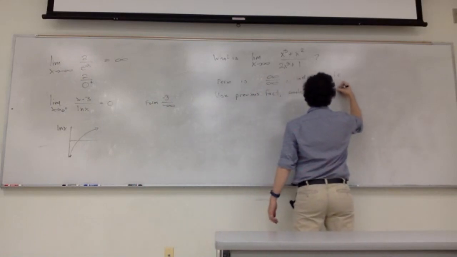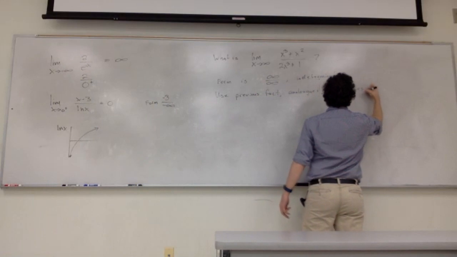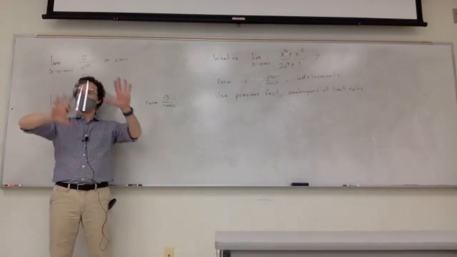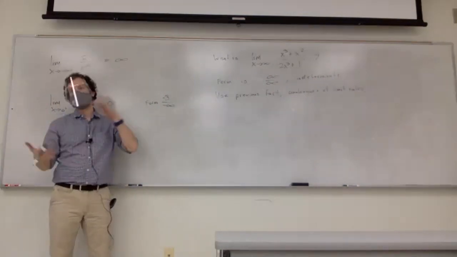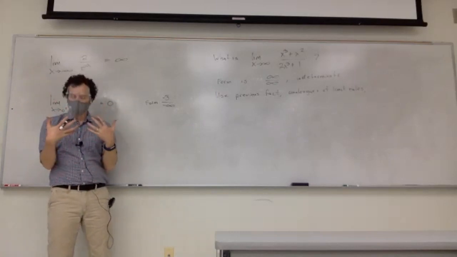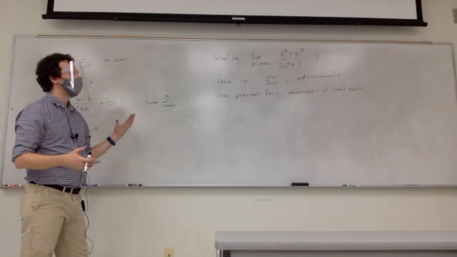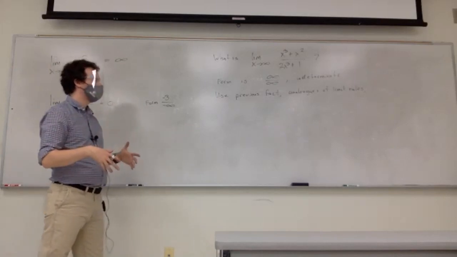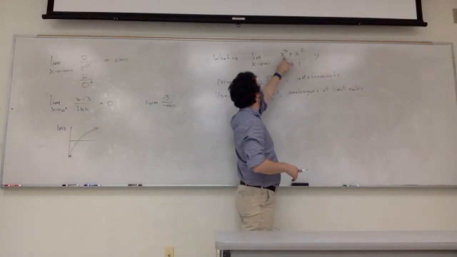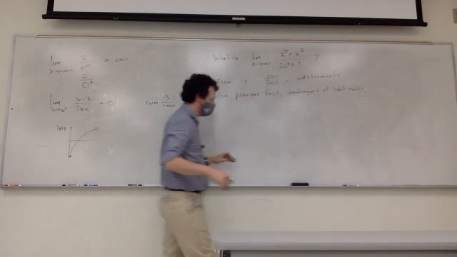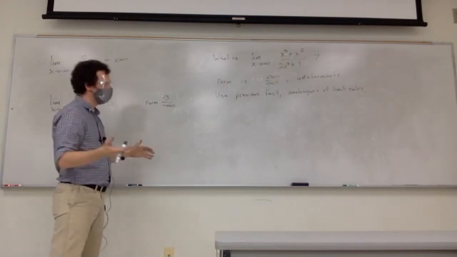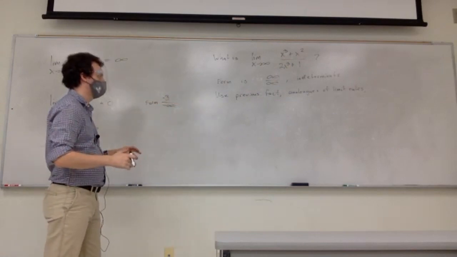Analogs of limit rules. What I mean by this is we had limit rules that said if you have a bunch of limits that exist and you've added or divided them, you can take the limit of each piece separately and then add them up. That also works if you're taking limits to infinity or a minus infinity. We can't do it yet though, because this is infinity, that's infinity, that's infinity, and that doesn't help us at all. So we'll see exactly how these limit rules show up.